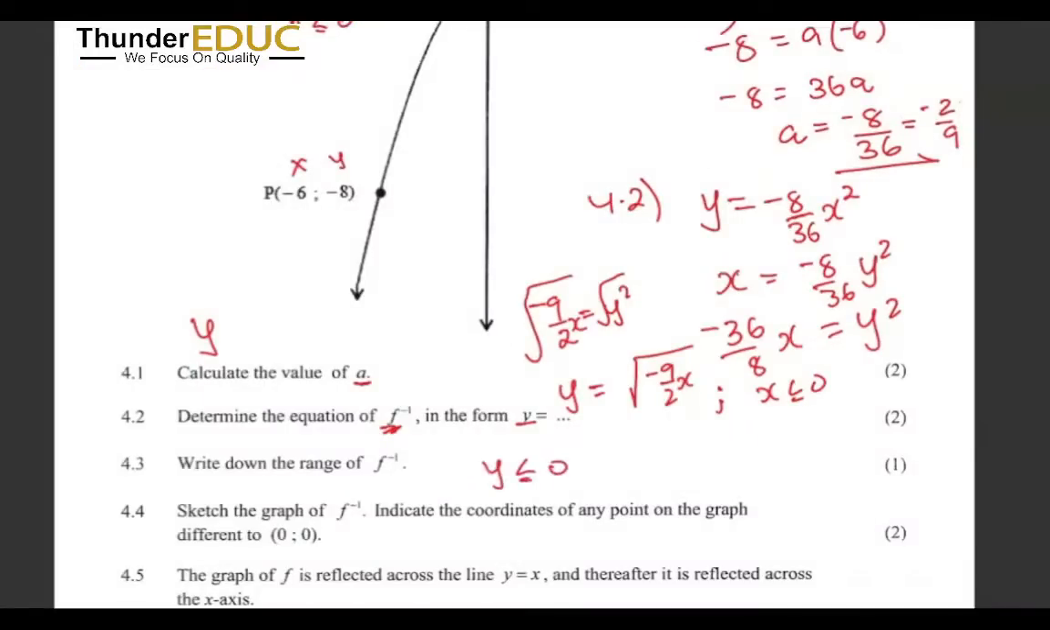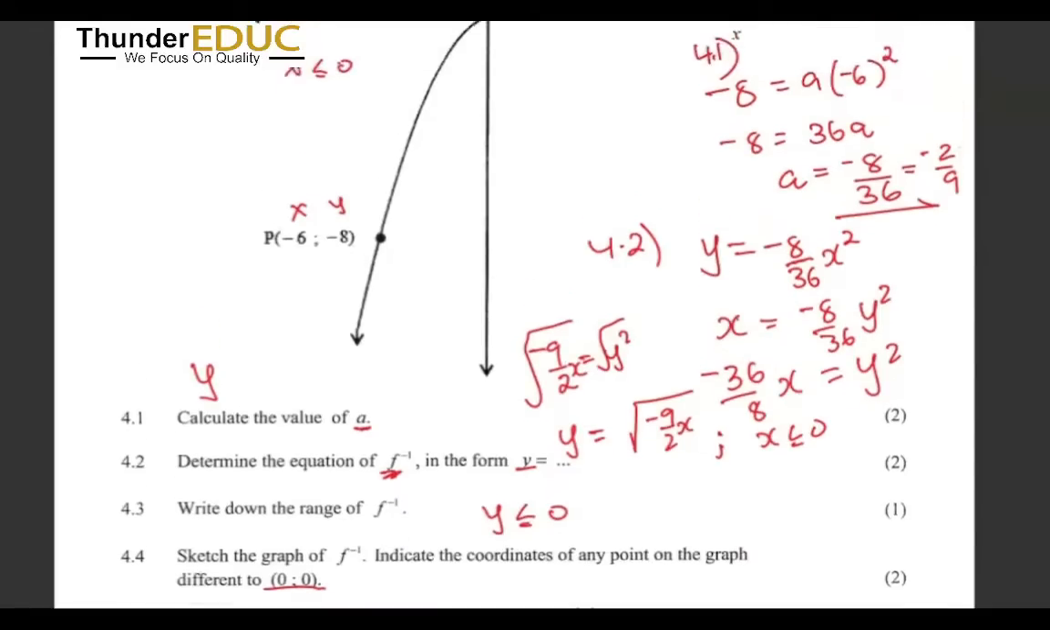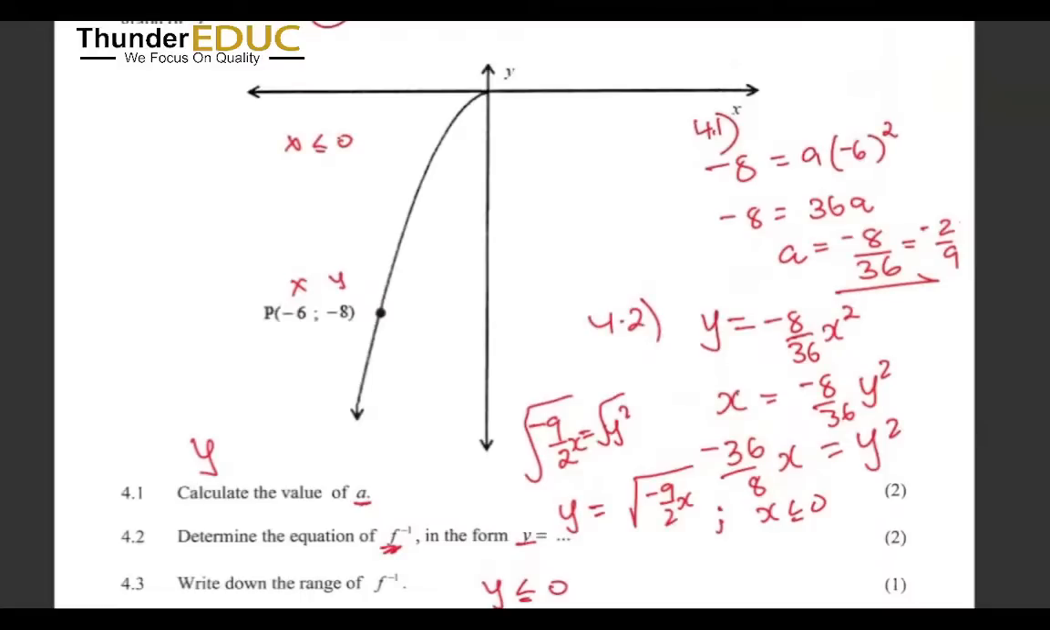So we said y is less than or equal to 0. Then they want us to sketch and indicate the coordinates other than (0, 0). So we know that for as long as it is the inverse, just play around with it. The (0, 0) will be maintained, because 0 for x will be the same as 0 for y. Then if this point is negative 6 and that's negative 8, it's going to switch. So the negative 8 is going to be there, and maybe the negative 6 is going to be somewhere here. So which means we're going to have a graph in this format.